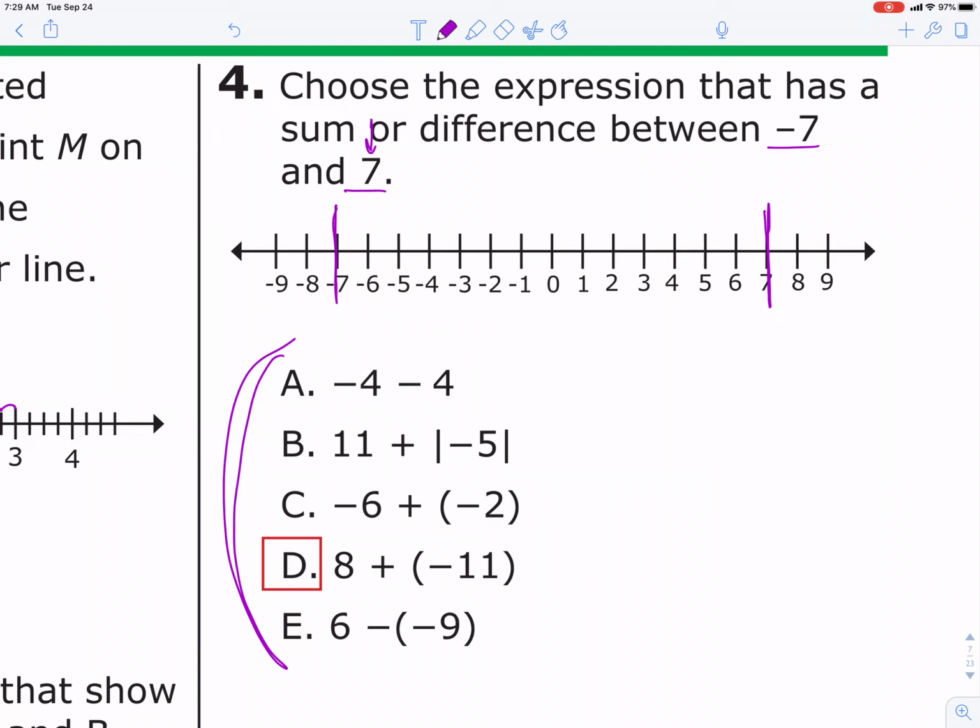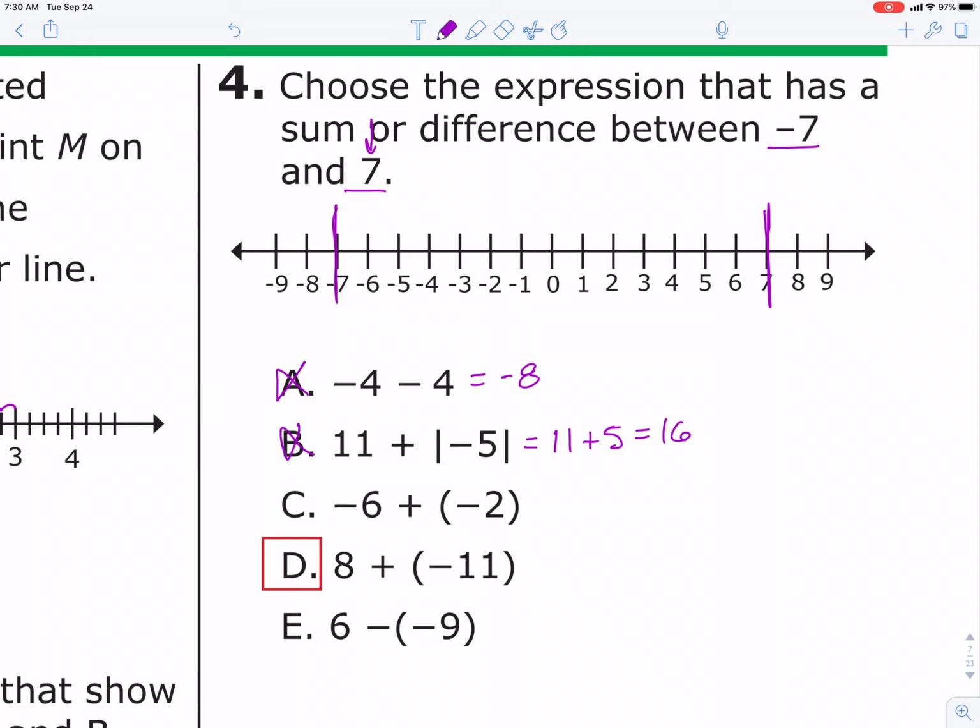That's all they're asking. So negative 4 minus 4. If I'm at negative 4 and I subtract 4 more, I'm now at negative 8. I'm outside those lines. That one does not work. Let's look at the next one. 11 plus the absolute value of negative 5. So that's really the same as 11 plus 5. That's 16. That's way out here somewhere. Okay, so that one does not work.